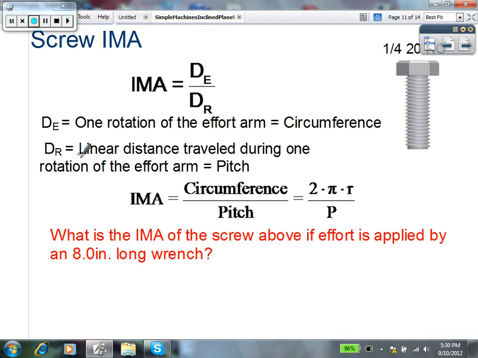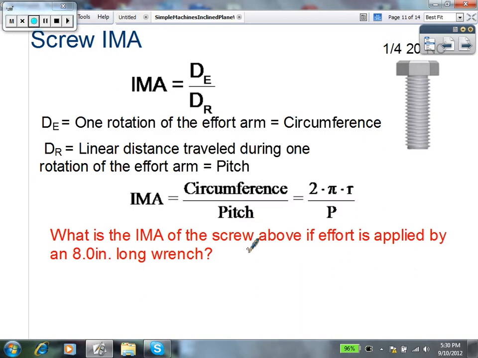The distance the resistance travels is always going to be the same. It's the linear distance traveled during one rotation of the effort arm. So that's going to equal the pitch. As your wrench goes around one time, the screw rotates one time and it drops a distance of whatever the pitch is equal to. So the ideal mechanical advantage is the circumference divided by the pitch, and it's the circumference that the wrench, or the length of the wrench, travels.